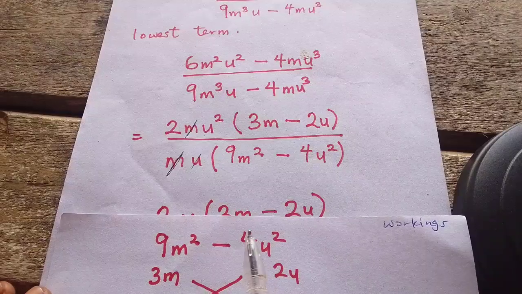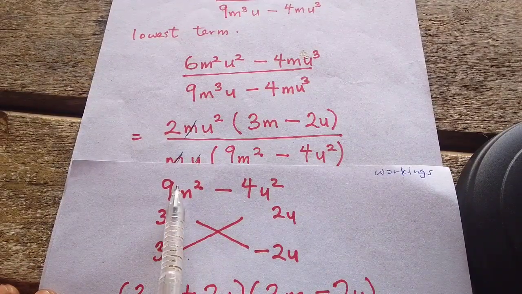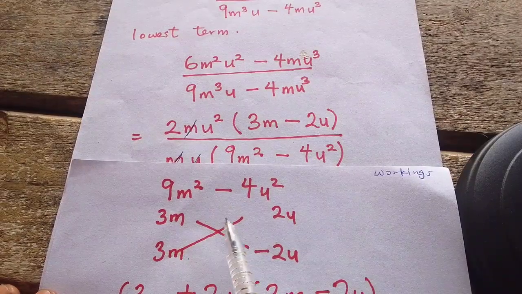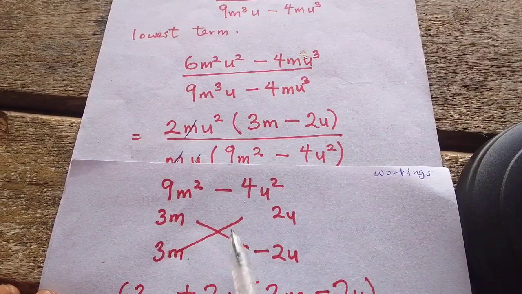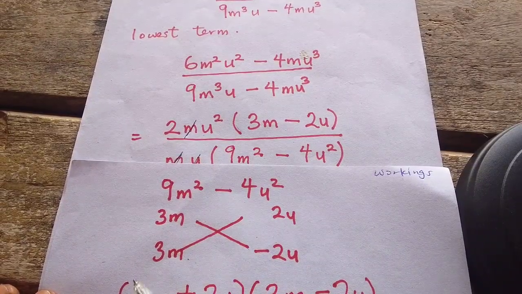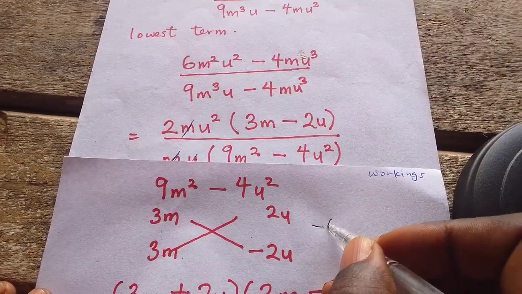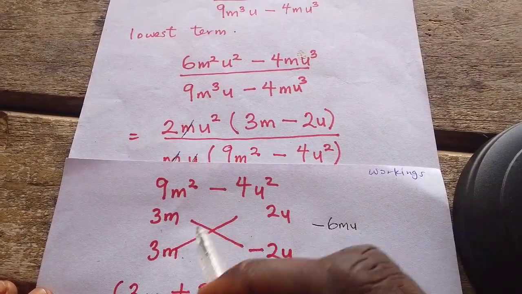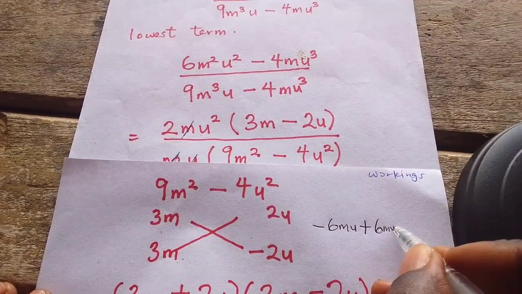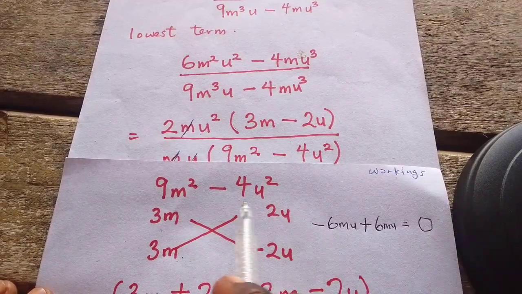When you factorize these two, you are going to have 3 times 3 will give us 9m square. u times 2u times minus 2u, this is minus times plus is minus 4u square. So that means their coefficient should be 0. 3m times minus 2u will give us minus 6mu, and 3m times plus 2u gives us plus 6mu. So minus 6mu plus 6mu is what? Is 0. So that is why nothing is there.